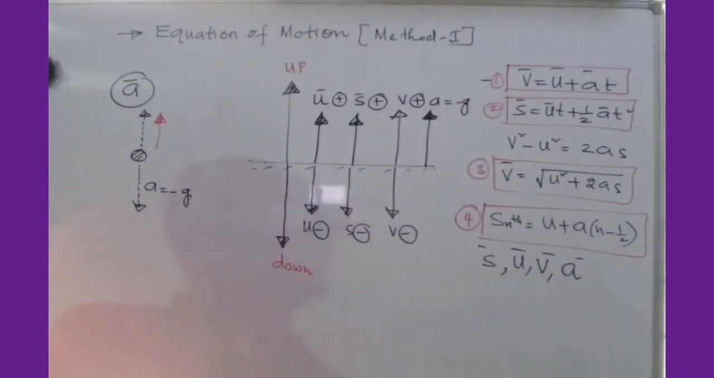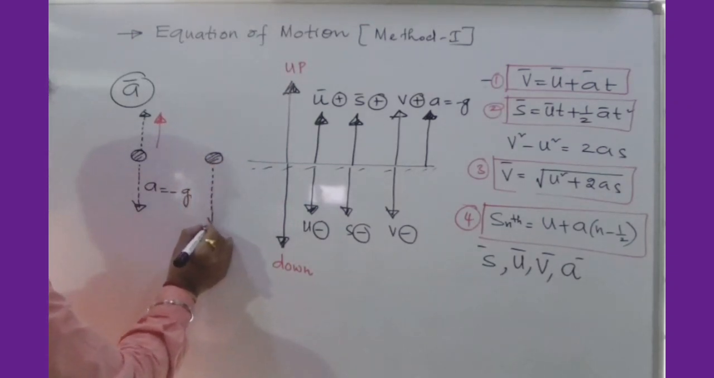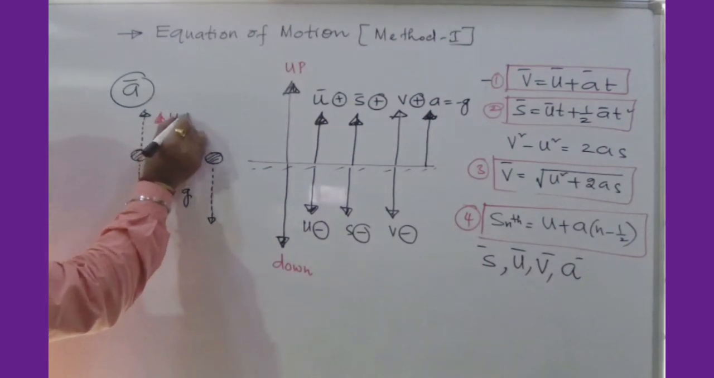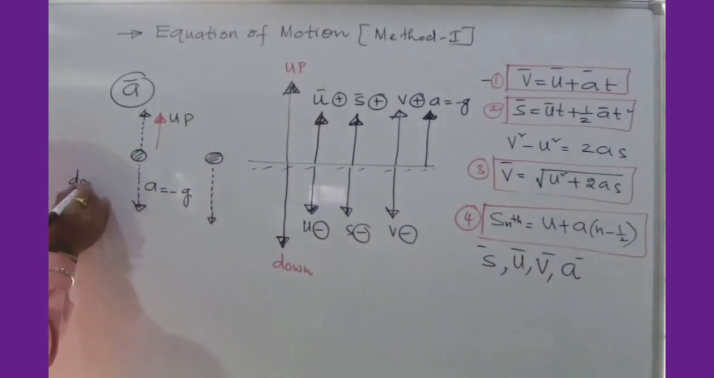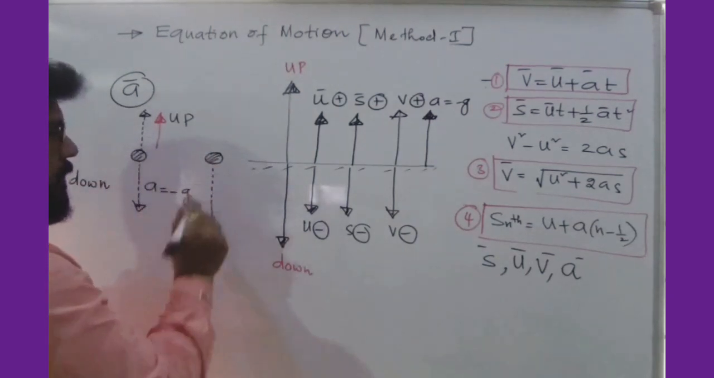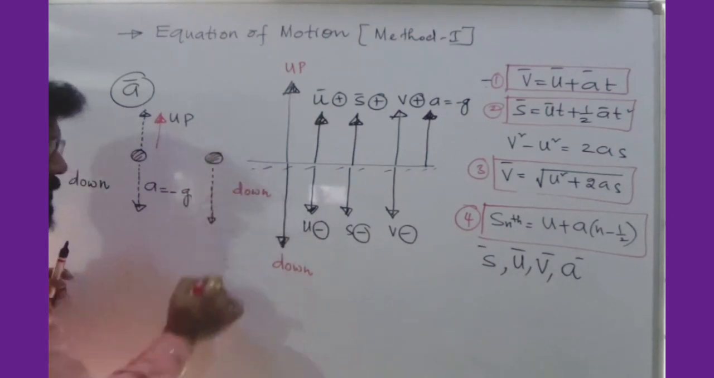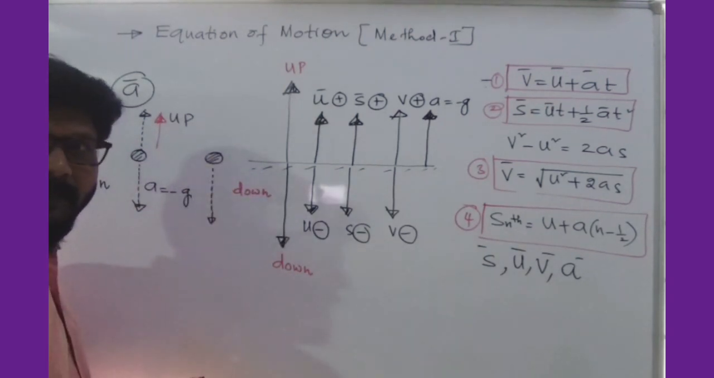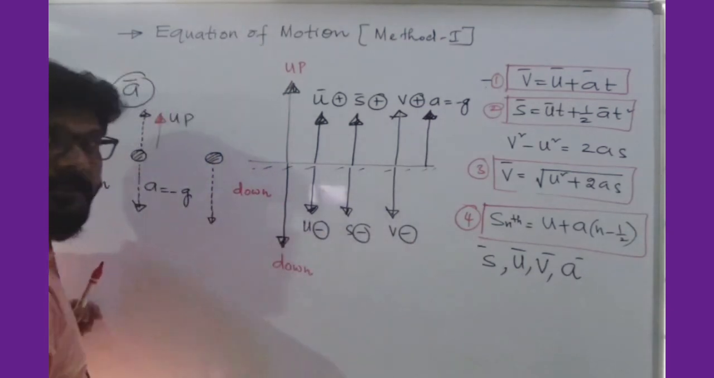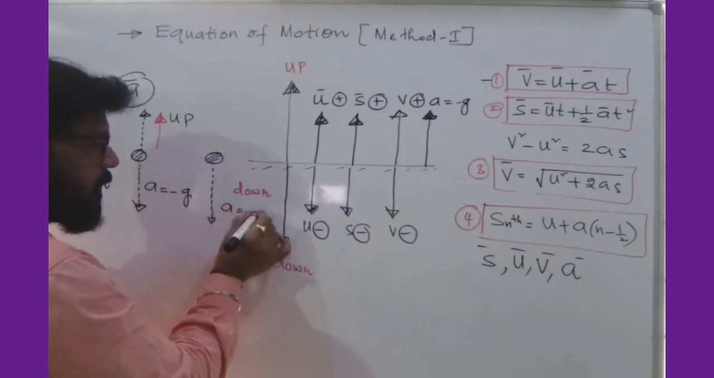Obviously, when it is coming in the downward direction, the g value is acting downward. When it's going upward, g acts in the downward direction. When it is coming in the downward direction, all the downward directions are taken to be negative. So a is again negative.